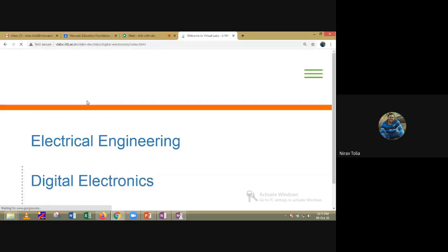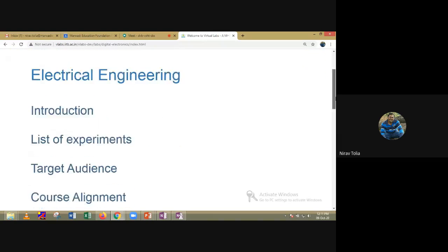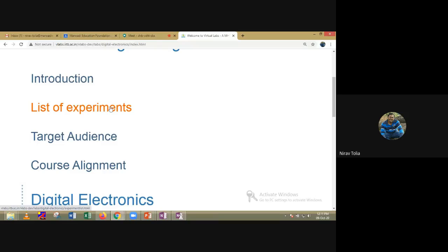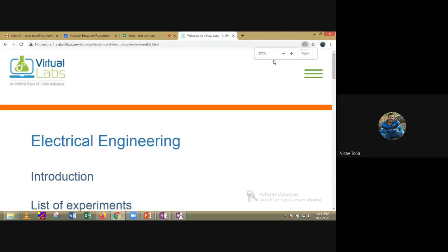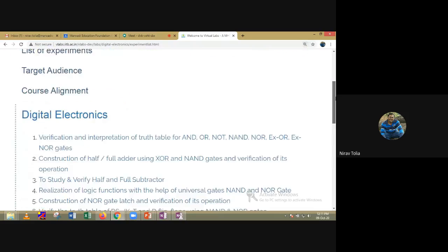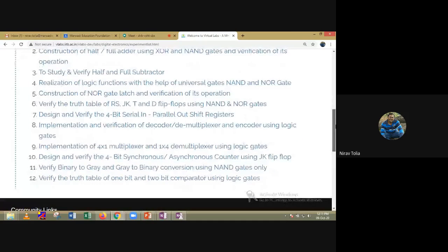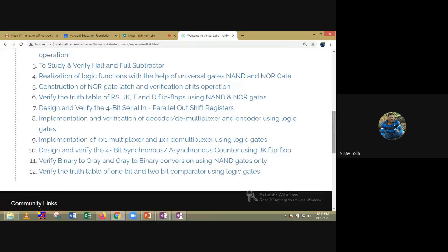So again, we are using the virtual lab tool, a virtual lab designed by IIT Bombay. Let's move to the list of experiments. This is our experiment number 6, and in the virtual lab it is experiment number 12. It is the last experiment in the list of experiments in the virtual lab.